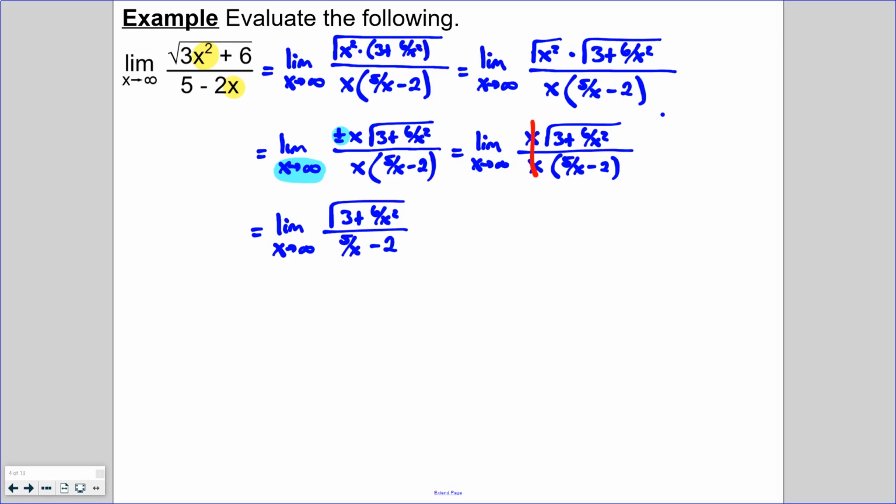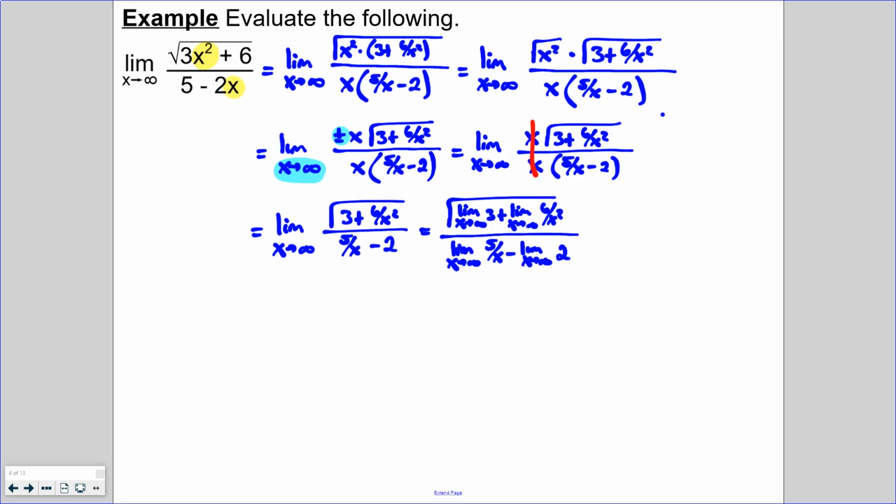And just like with our limits at infinity of rational expressions and limits at infinity of polynomials, we now want to push that limit all the way through, and I'm using my totally made-up word of limification here. So we'll just limify everything, and that's going to leave us with the square root of the limit as x approaches infinity of 3 plus the limit as x approaches infinity of 6 over x squared all over the limit as x approaches infinity of 5 over x minus the limit as x approaches infinity of 2.